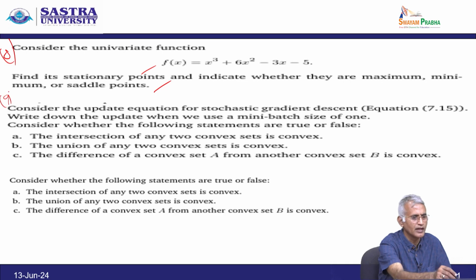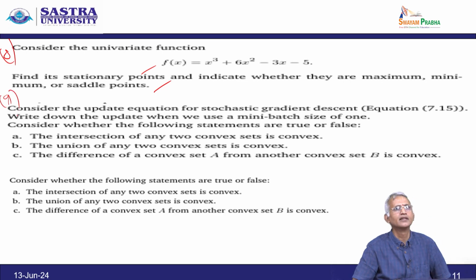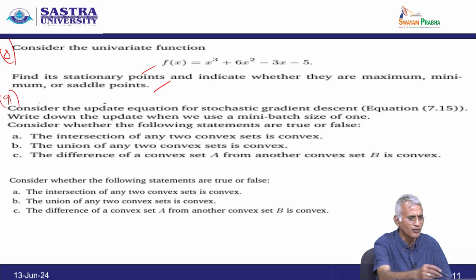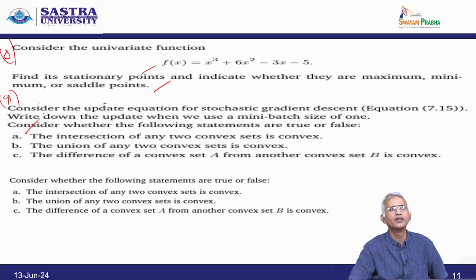Ninth question: consider the update equation for stochastic gradient descent using equation 7.15. Write down the update when we use a mini batch size of 1. Consider whether the following statements are true or false. Number 1, the intersection of any two convex sets is convex. Number 2, the union of any two convex sets is convex. Number 3, the difference of the convex set A from another convex set B is convex.